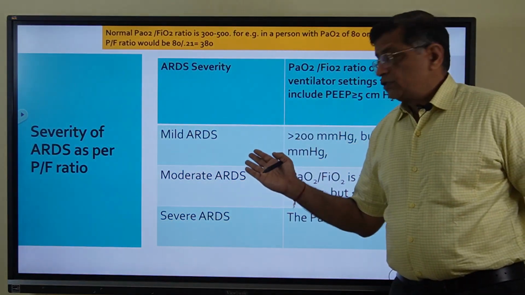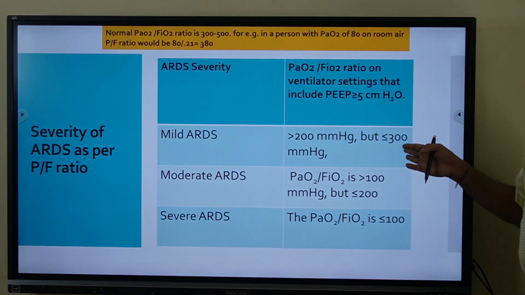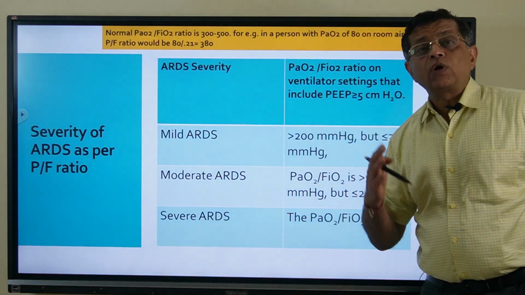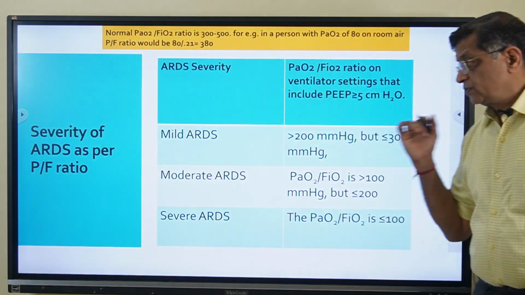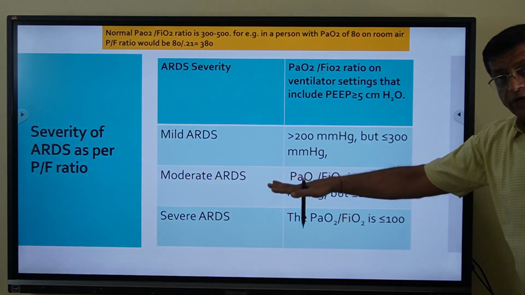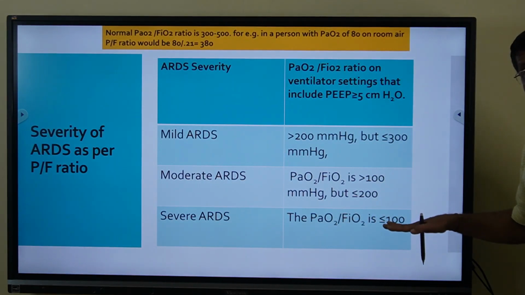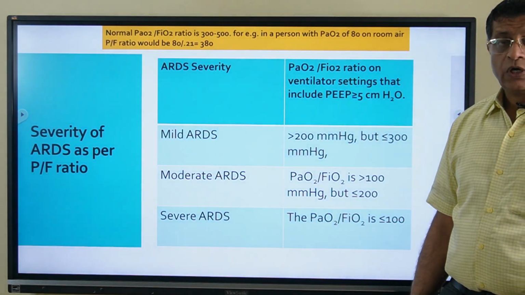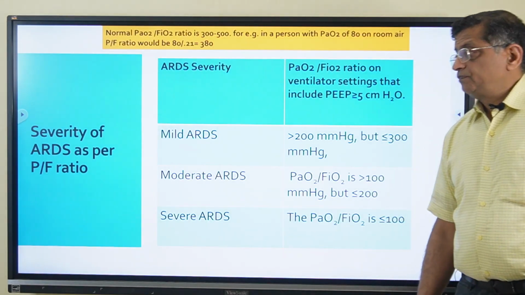But in ARDS, if the ratio is more than 200 but less than 300, that is called mild ARDS. Initially, it used to be called acute lung injury, but now the terminology has changed to mild ARDS. A PF ratio of 100 to 200 is moderate ARDS, and a PF ratio less than 100 is severe ARDS, in addition to all these criteria that we saw in the Berlin definition. So this is the use of the PF ratio in ABG.